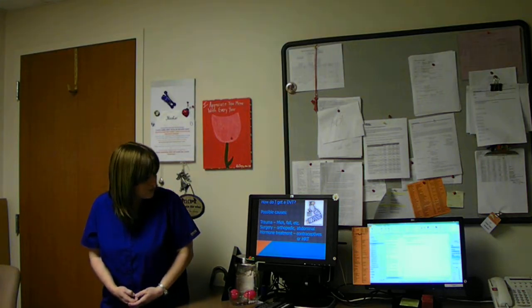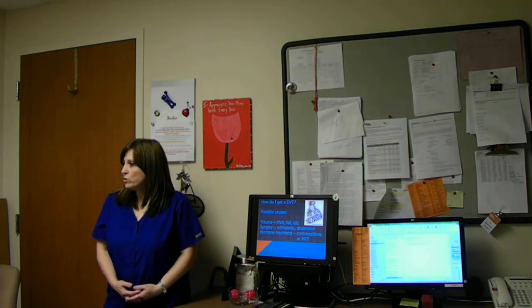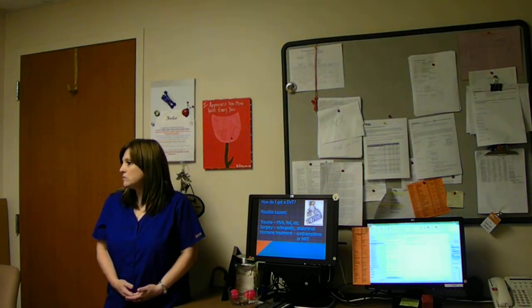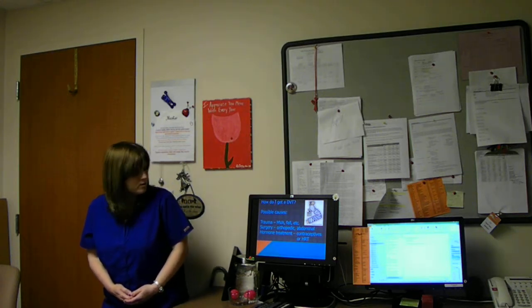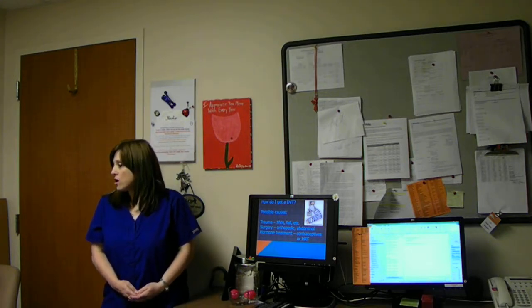Surgery is another example, abdominal surgeries and orthopedic surgeries. As an orthopedic nurse, we see lots of hip and knee surgeries that are at severe risk for DVT, and we usually use precautions for that. Then there's hormone treatment or hormone replacement therapy, oral contraceptives.